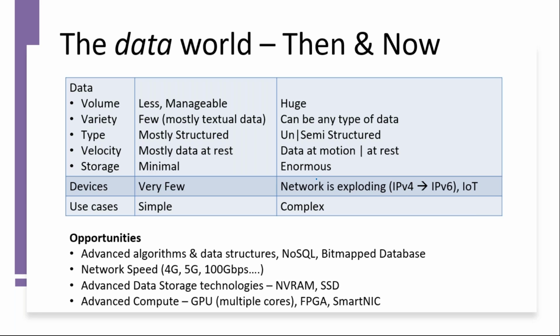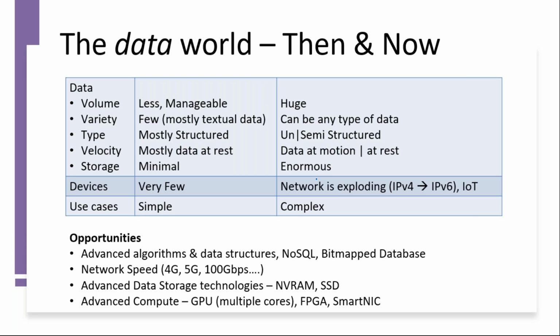But gone are the days. Today, a car can be a device which has got an address, a door, a chair, or whatever you see can take part in the network. So just think of the explosion in terms of network. And use cases are complex nowadays. But besides all these realities, what are the opportunities we have?